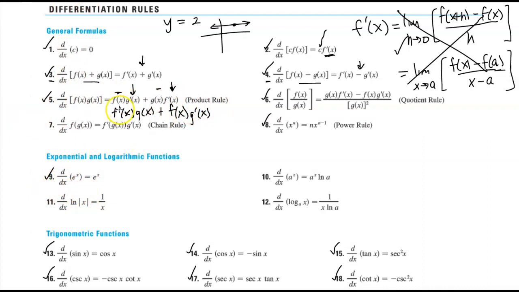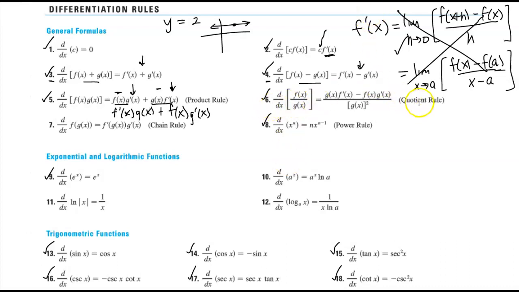So just remember, derivative of first times second plus first times derivative of second. Or you can put it in any order that you like, as long as it's following the same rule here and you get this result. Doesn't matter how you put it.